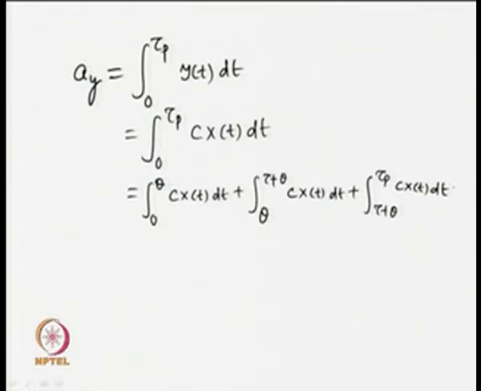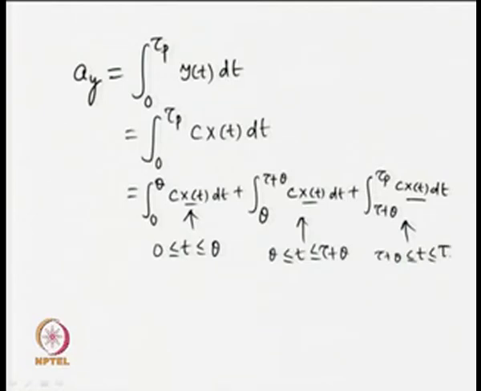Now, I shall substitute the expressions x(t) we have found for the different time ranges. The integral is for the limits 0 to theta, so t is between 0 and theta in this case. For the second part, it is theta less than or equal to t less than or equal to tau plus theta, and for the third part, it is tau plus theta less than or equal to t less than or equal to tau_p.